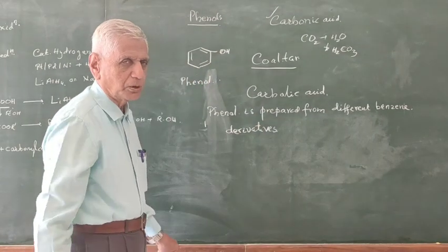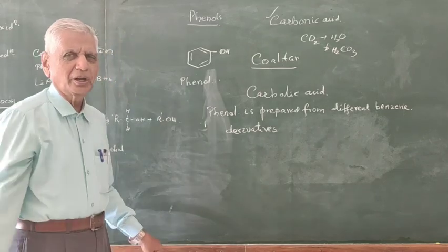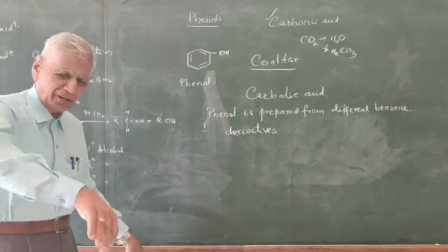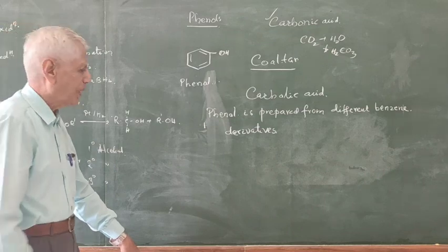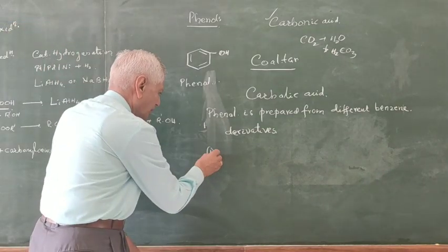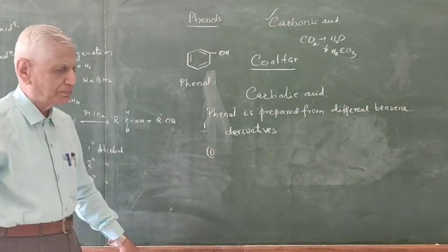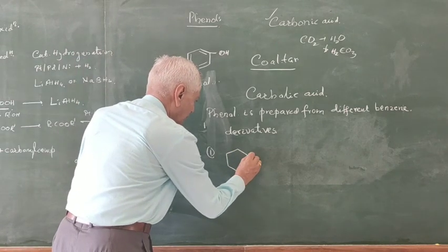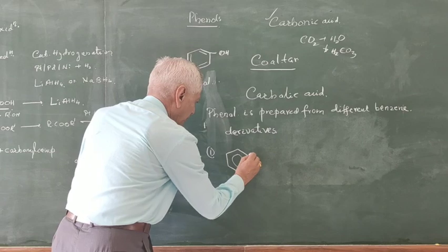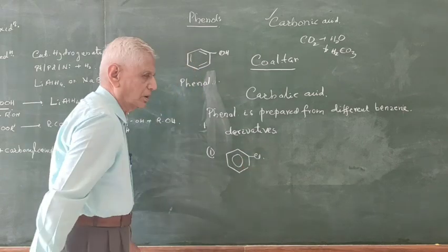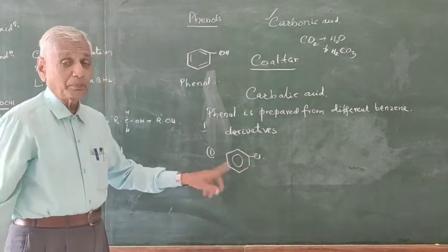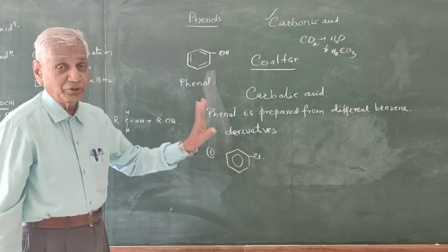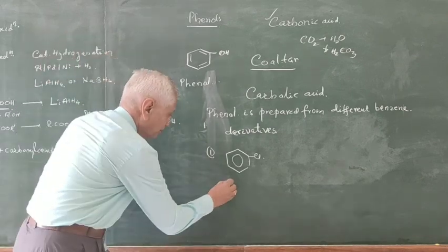Derivatives of benzene. Phenol can be prepared from different benzene compounds or benzene derivatives. One simple compound obtained from benzene is chlorobenzene. So chlorobenzene is obtained from benzene, therefore it is called a derivative of benzene. It's chlorobenzene.